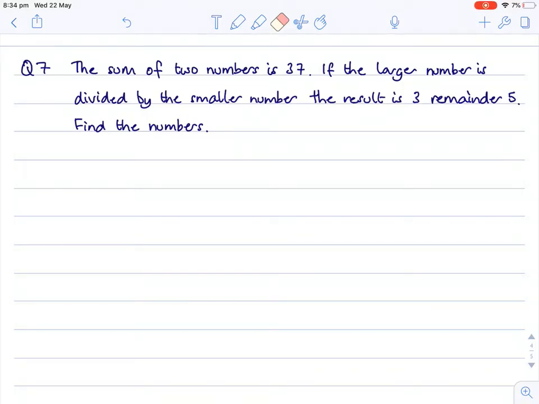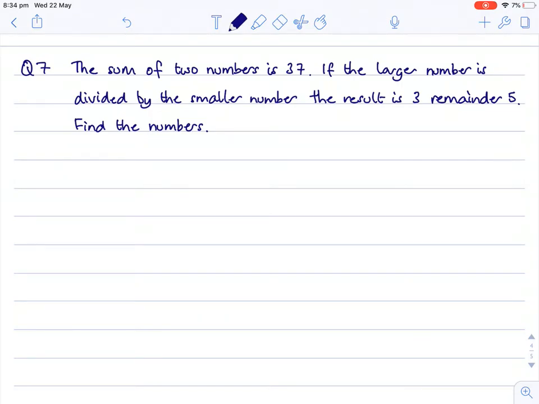In this question, we've got the sum of two numbers is 37. And if the larger number is divided by the smaller number, the result is 3 remainder 5. And we've got to find the numbers. Now this one is a little bit trickier than the other ones we've been doing in class.